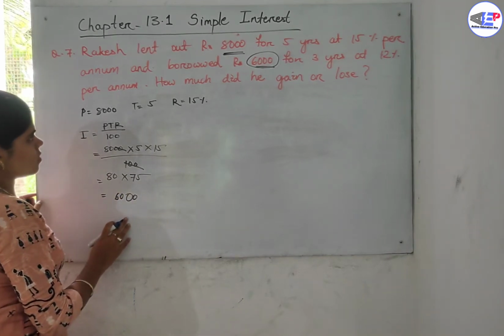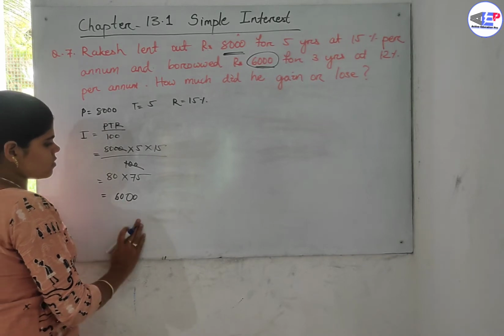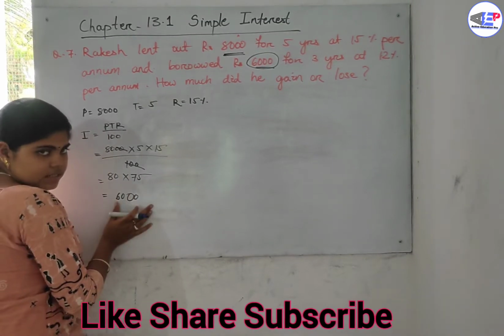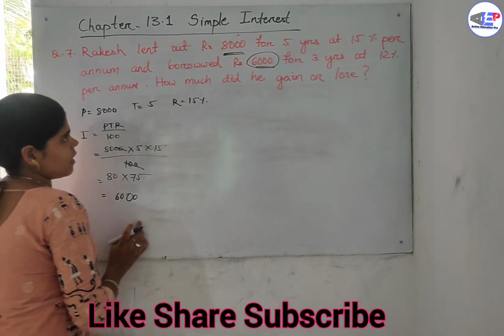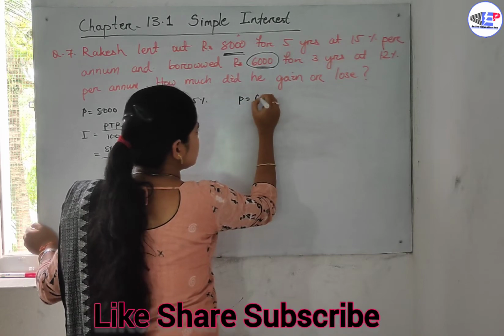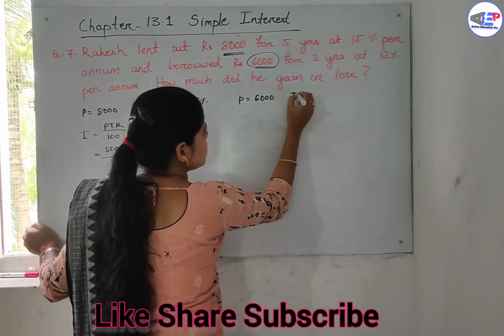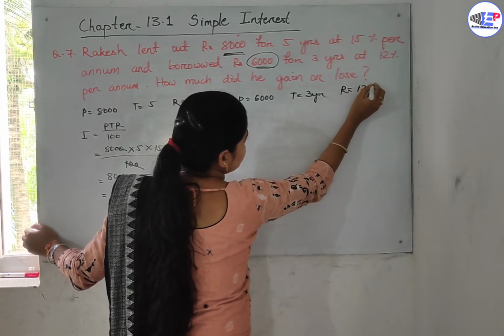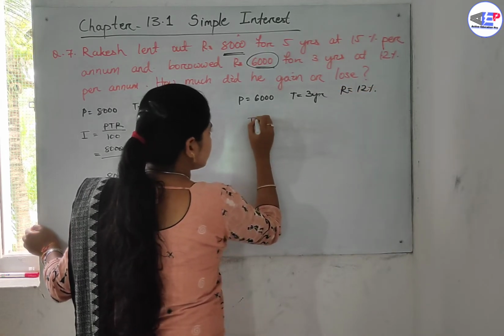6,000. Okay, so here interest is 6,000. Rakesh will get this interest because he lends this money. And in my next case, next solution, here P is 6,000 rupees, T is 3 years and rate of interest is 12% per annum. So next calculate the interest.